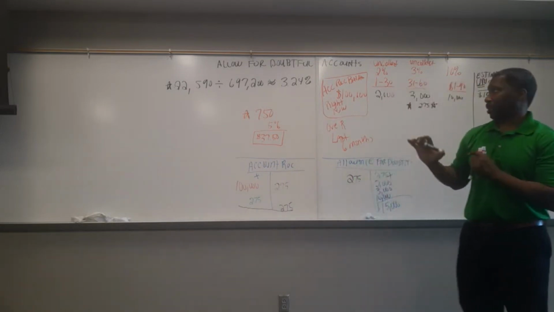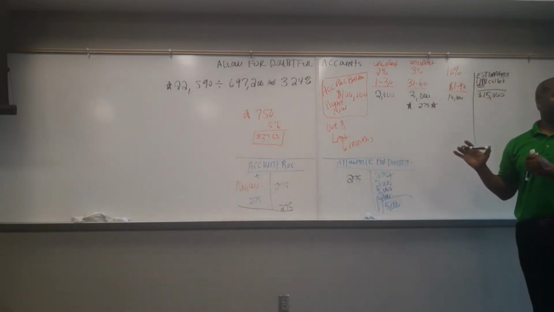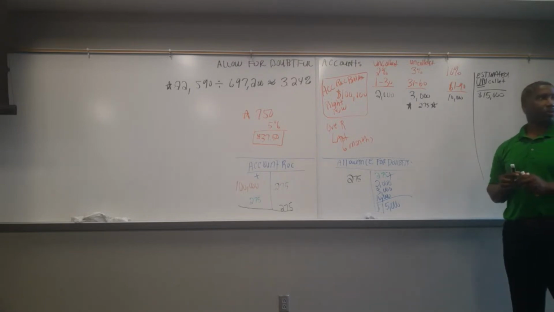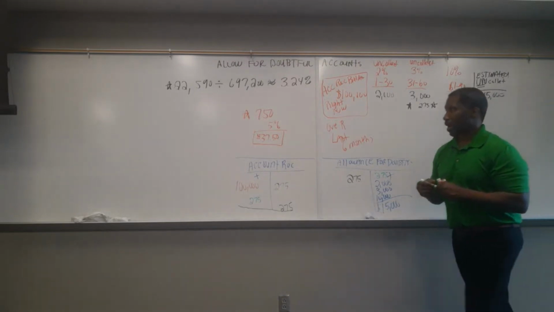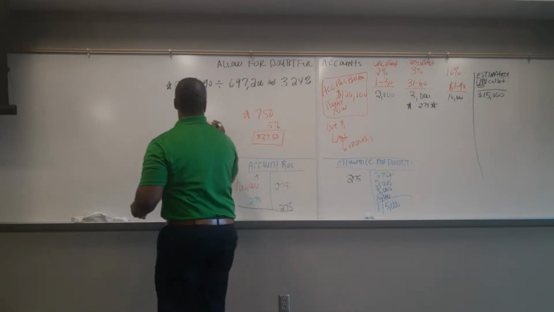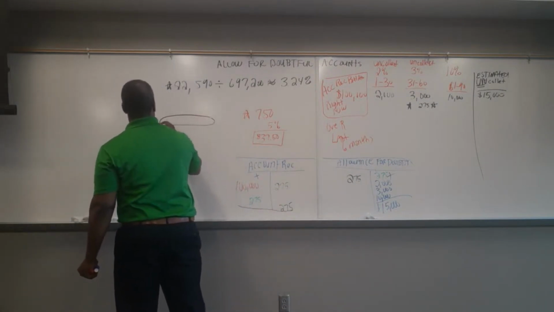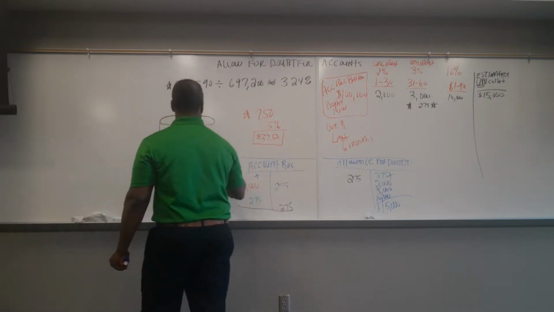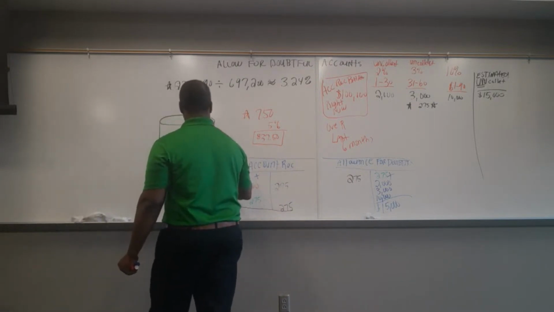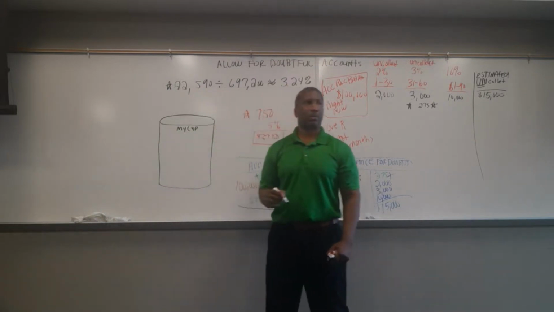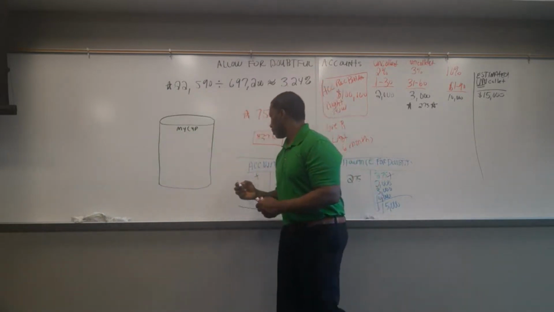So does that make sense in terms of what we have? Because I'm going to do one more demonstration just to make sure we understand what this allowance for doubtful accounts is. All right, so let's think of allowances for doubtful accounts as just a cup. It's a cup, okay? My cup, right?